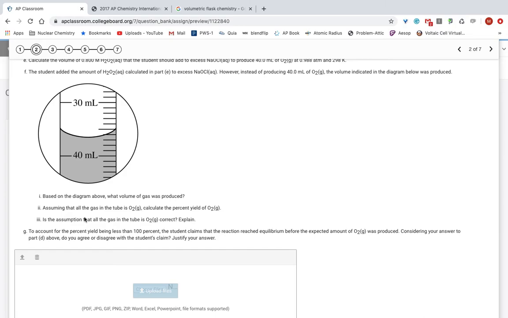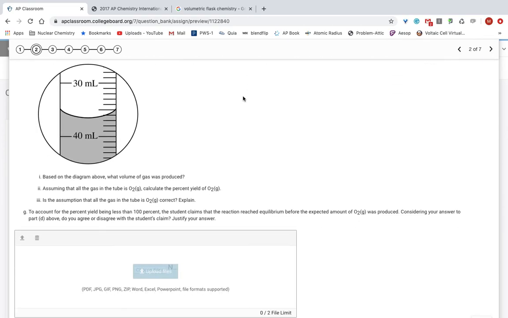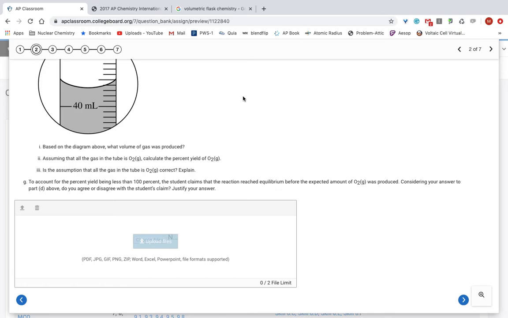And then, is the assumption that all the gas in the tube is O2 correct? Well, remember, they collected the gas over water, so there would also be some water vapor in there. So no, that assumption is not correct.